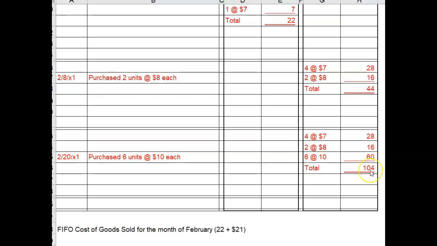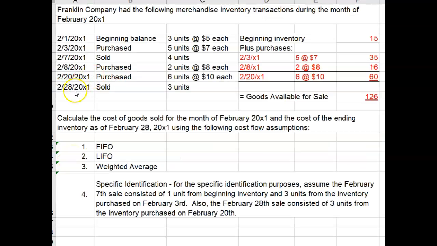Did you get a total of $104 of inventory available for sale after the February 20th purchase? That is the 2 oldest layers brought down, plus 6 units at a cost of $10 each for an additional $60. Add that up and we have $104 of goods available for sale after the February 20th purchase. And the last thing that happened during the month was on February 28th, we sold 3 units.